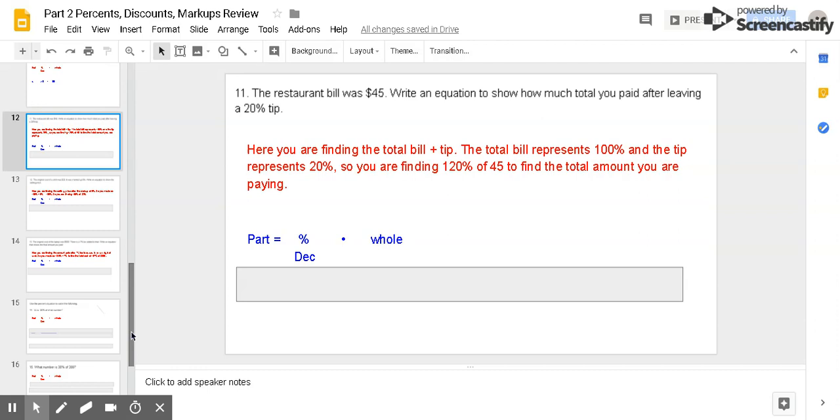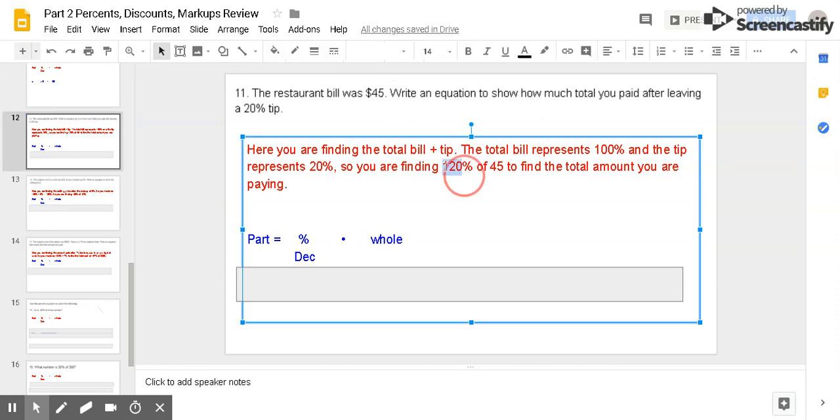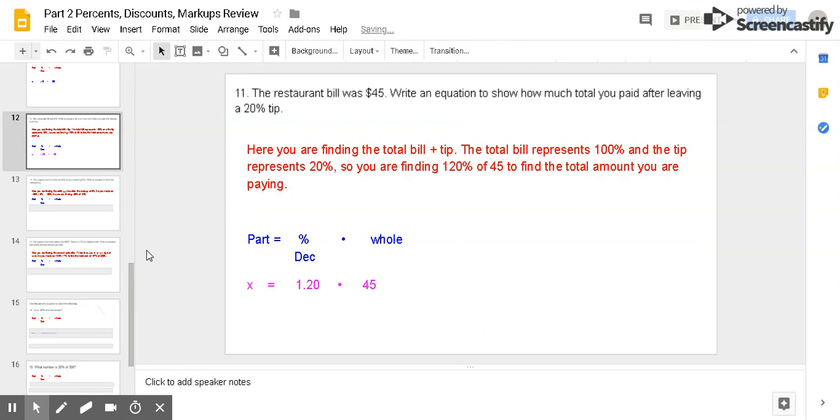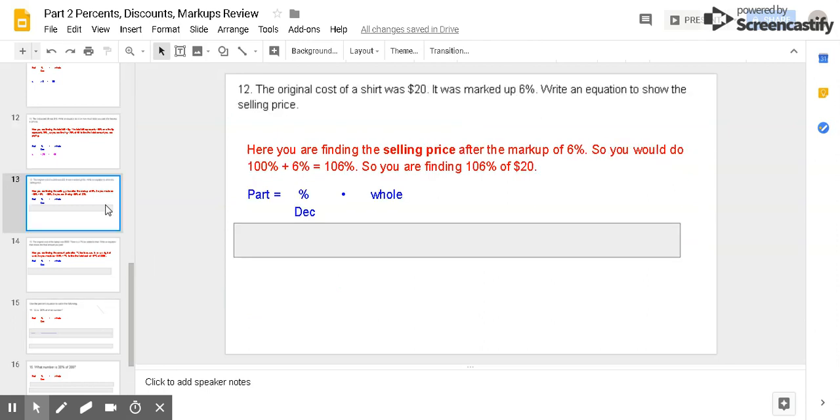Okay, so again, think about it like this. $45 represents 100%. You are also leaving a 20% tip, so you need to add 100% plus 20%, and you end up with 120%. So your job is to find 120% of $45. So your percent as a decimal would be 1.20 times the whole, times 45. And we didn't actually have to solve this problem. We just needed to find the equation. So that's the equation, and I'm just going to move on.